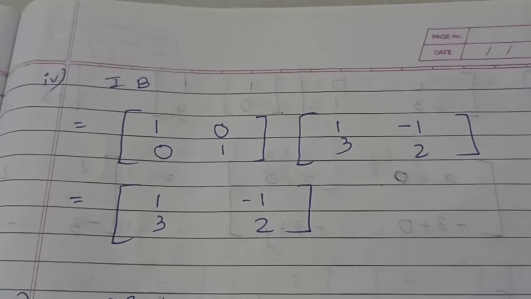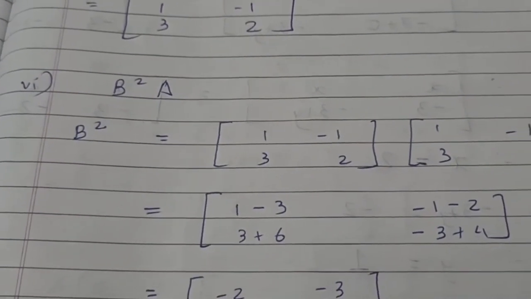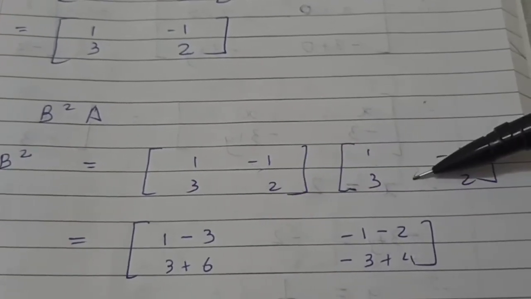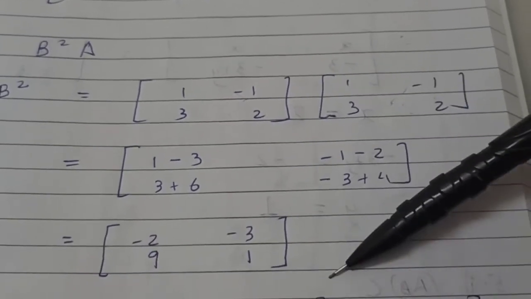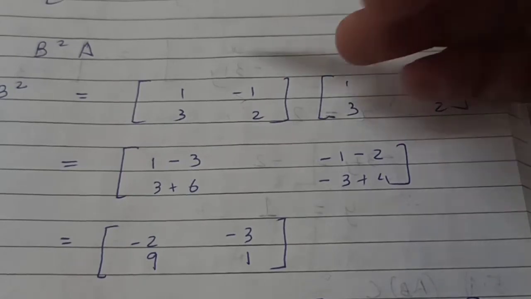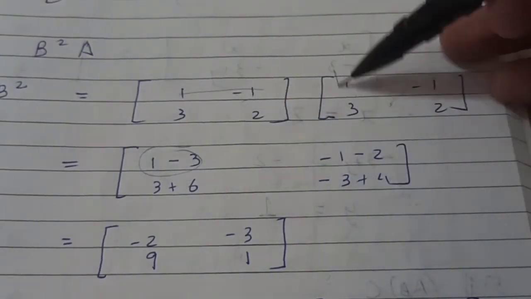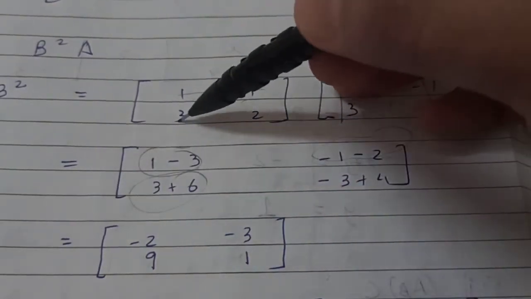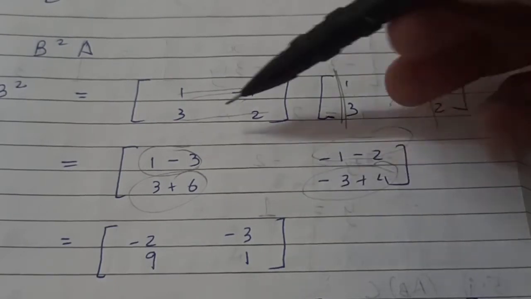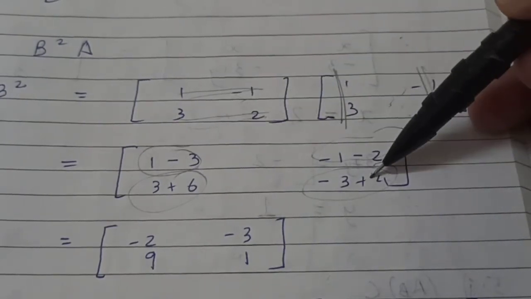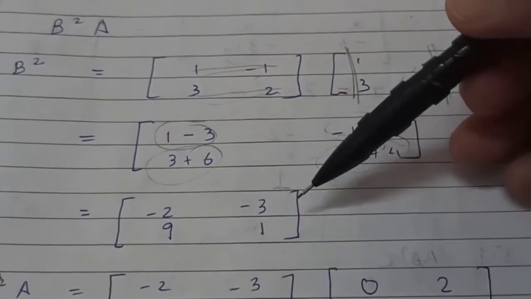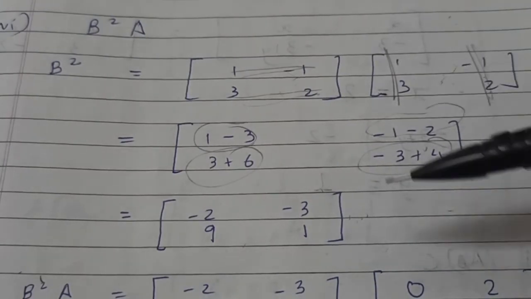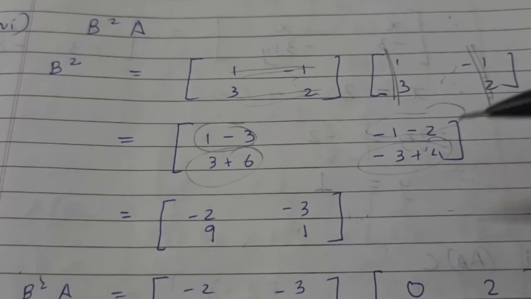Next, sixth one, B squared A. Well, first I'm going to do B squared step by step, please. So B into B, 2 by 2 into 2 by 2, so the answer will also be 2 by 2. This element is first row into first column. This element is first row into second column. This element is second row into first column, and this element is second row into second column. And then you add, subtract, and you get 4 elements in the matrix. That's the answer for B squared. So again, do not just copy, do it on your own. Pause the video and try it on your own and check if I'm getting the right answer.